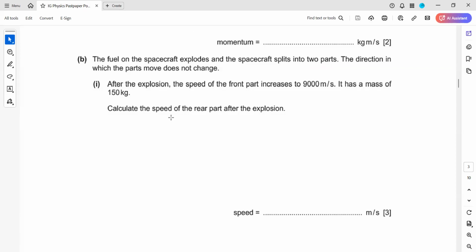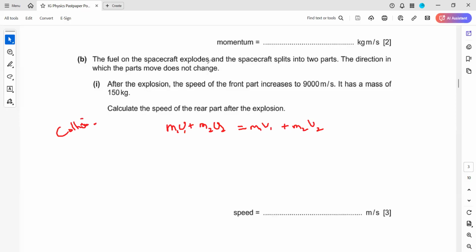The conservation of momentum is m1 u1 plus m2 u2 equals m1 v1 plus m2 v2. That is the case when two objects are colliding with each other: the total momentum of the two objects before equals the total momentum after. That is when there is a collision. But this is not a collision.